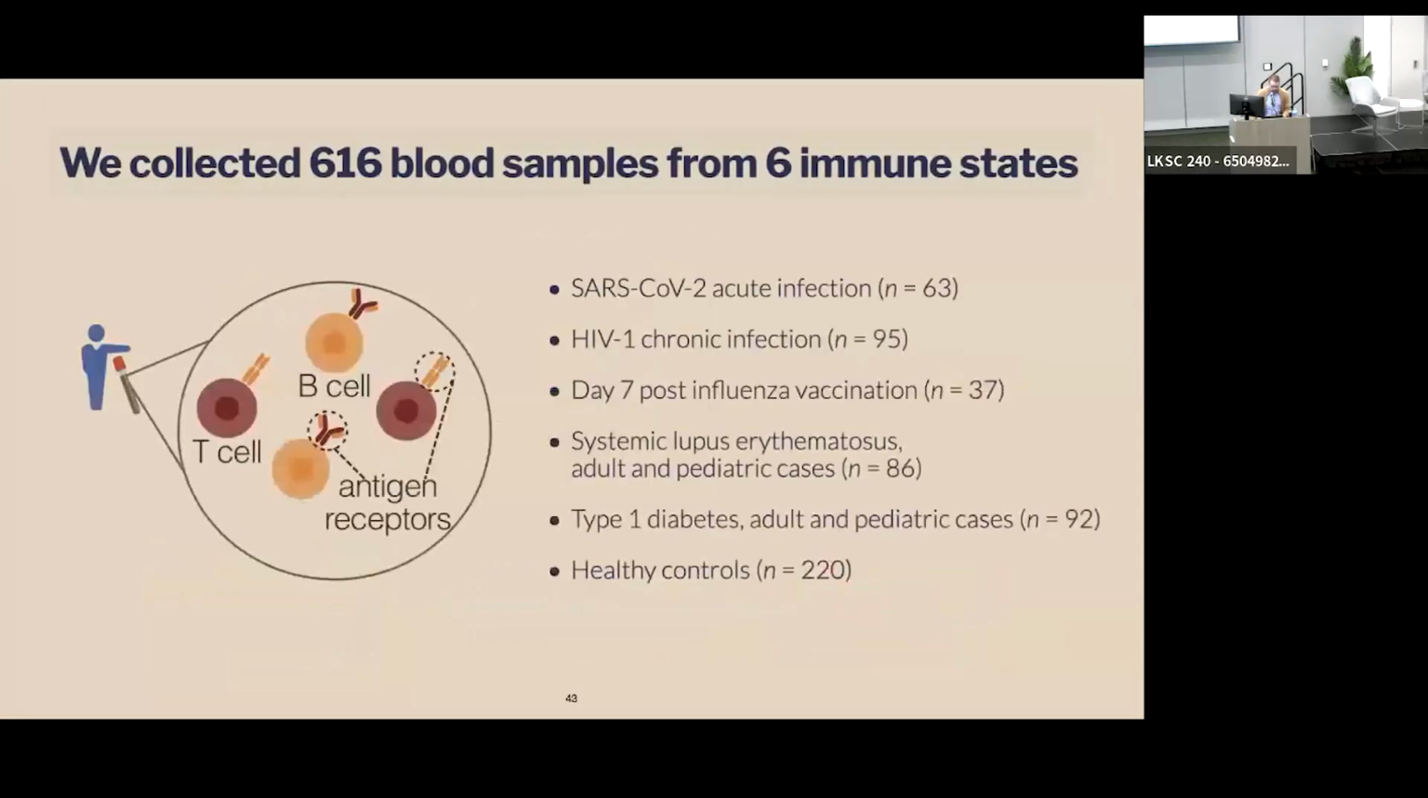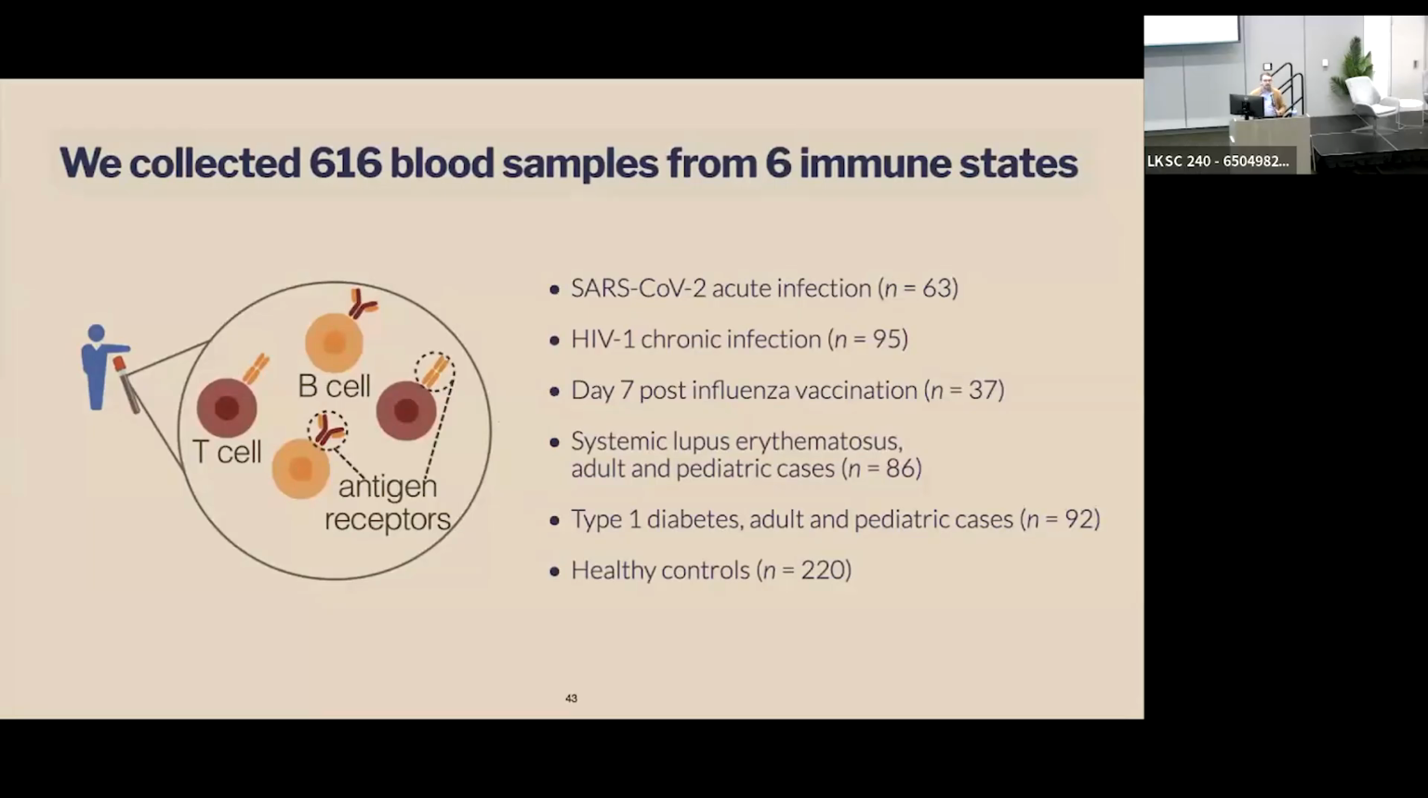And to evaluate it, we assembled a data set with just under 600 individuals from 6 immune states. These immune states included COVID-19 patients, individuals with HIV infection, influenza vaccine recipients at day 7 after they received the vaccine, when the B cells responding to the vaccine are usually at peak frequencies, lupus patients, type 1 diabetes patients, and healthy controls.